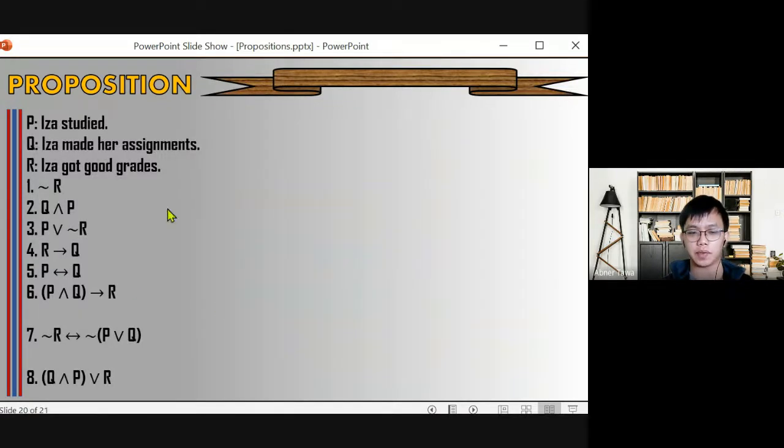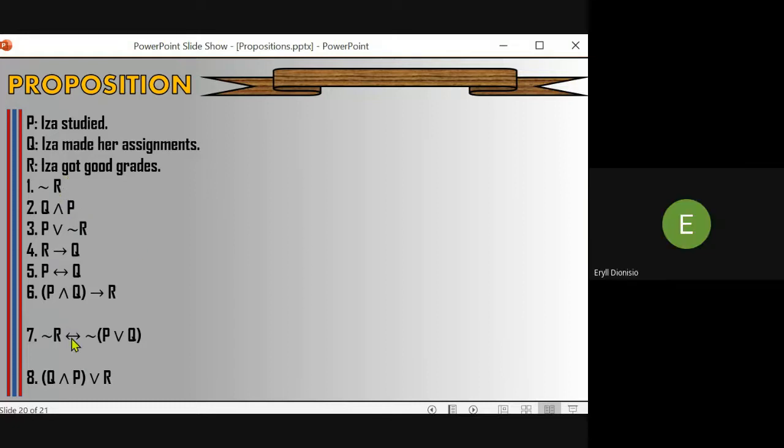So we have here the following propositions in symbol form, and I want you to state the sentence form of these propositions in symbol form. So here are the following compound propositions. Okay. Kaya ba? 1 to 8? Kaya bang sagutan?